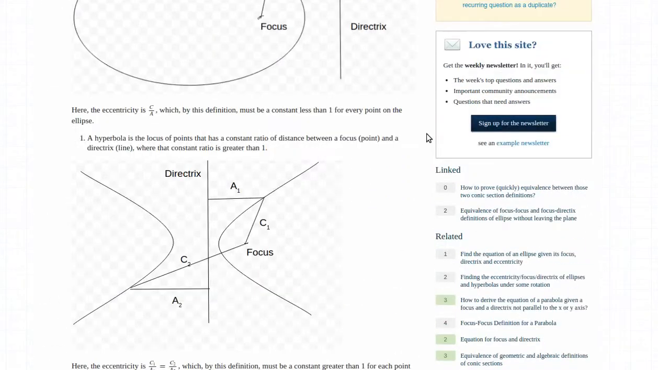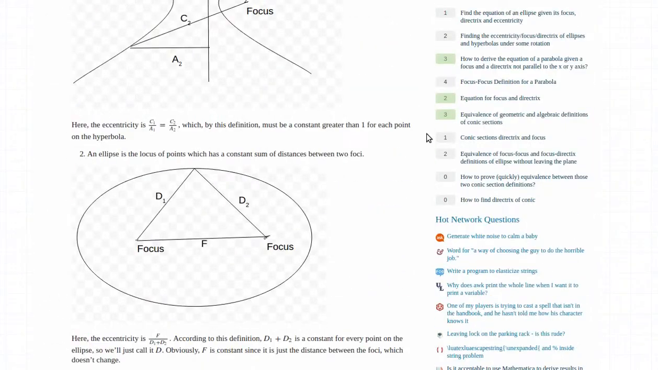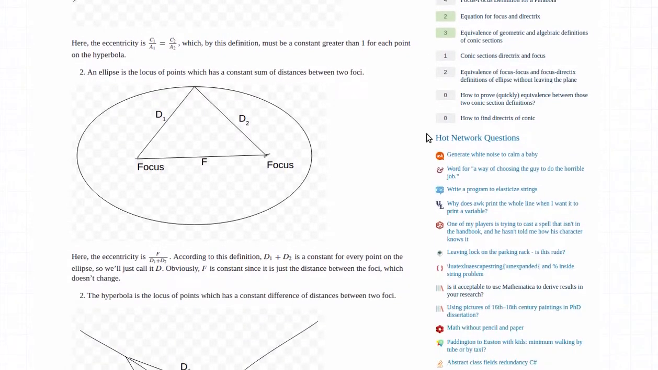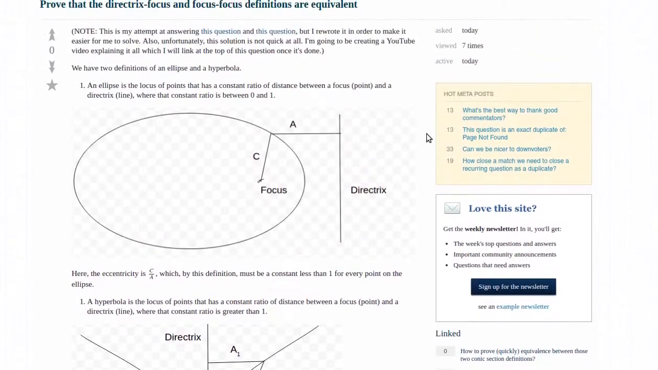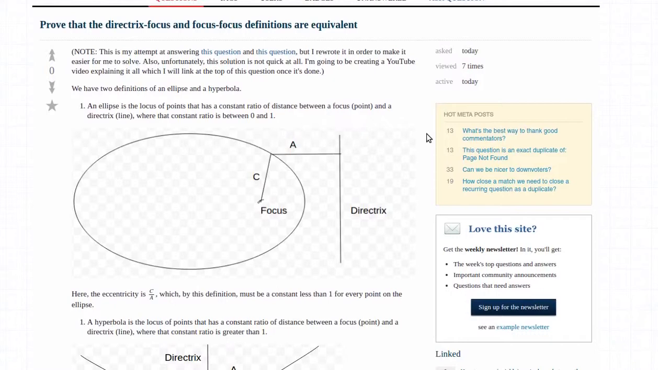I really hope this proof helps show you that the focus-directrix definition and the two-foci definition are the same. If you have any questions, again, just comment. I will be happy to explain, because even though it's a very long proof and it's probably going to be a very long video, I think I went a little too fast. And yeah, we did it.